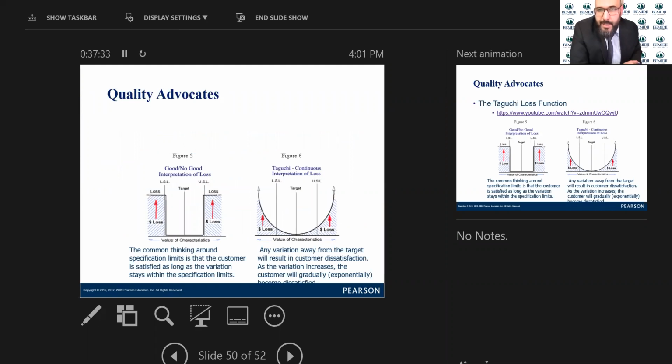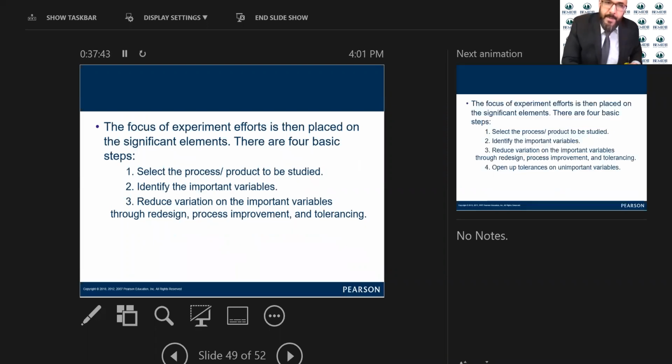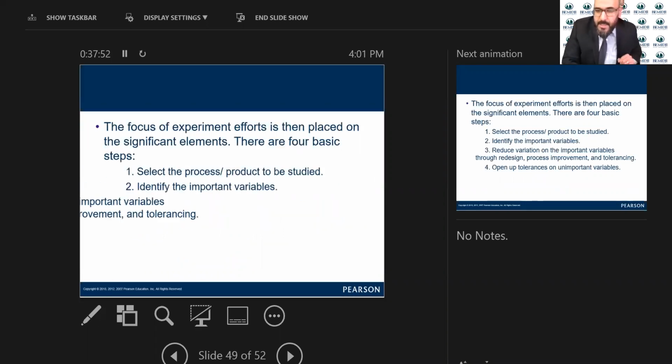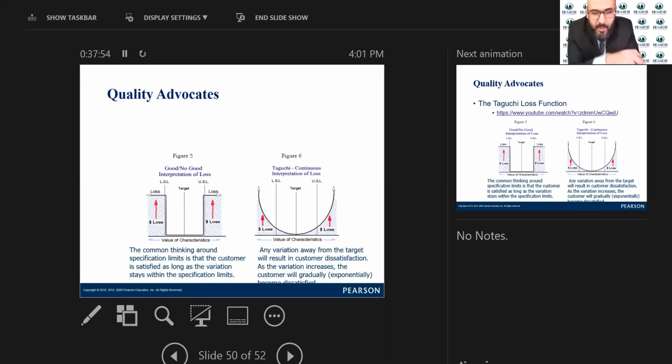Here is a good figure that will show you what the loss function is, and how this scientist, Taguchi, came up with the loss function. Let's take a look into this chart, and you will see that here's the target, the one in the middle. So let me try to use the pointer here. All right.